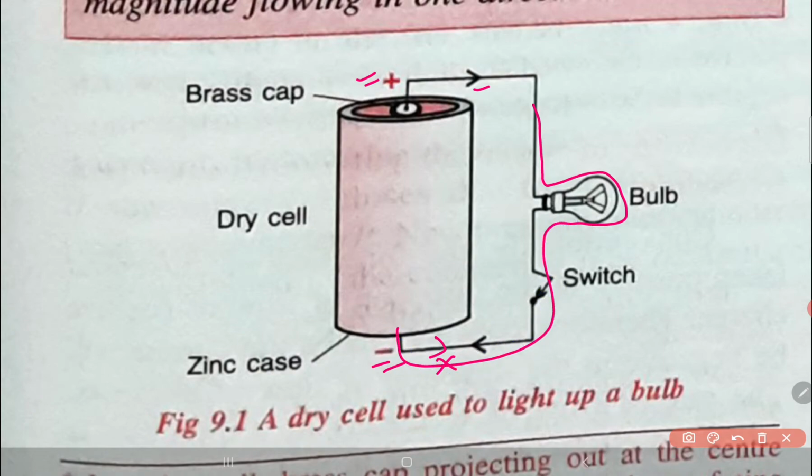So this kind of current, whose direction is only one directional or unidirectional, and the magnitude, that means the value, does not change. If it is 4, it remains 4, if it is 5, it remains 5. This kind of current is known as direct current, right. The general source of this kind of current is the cell.